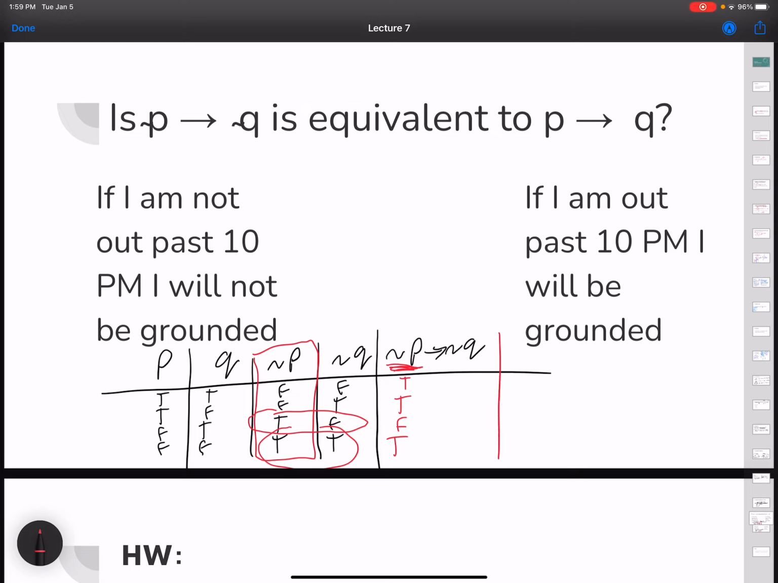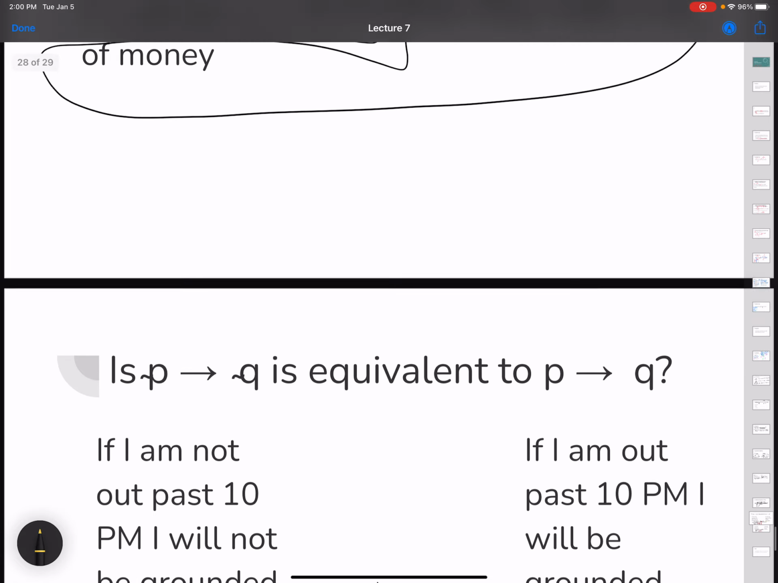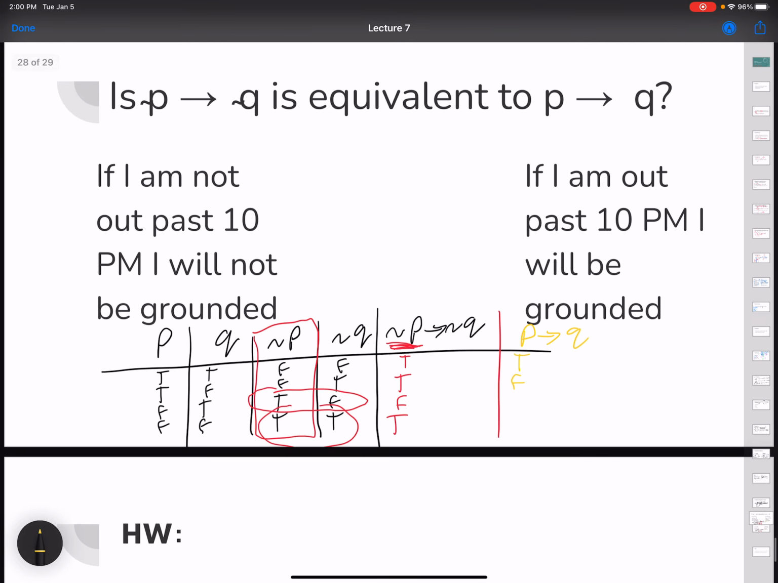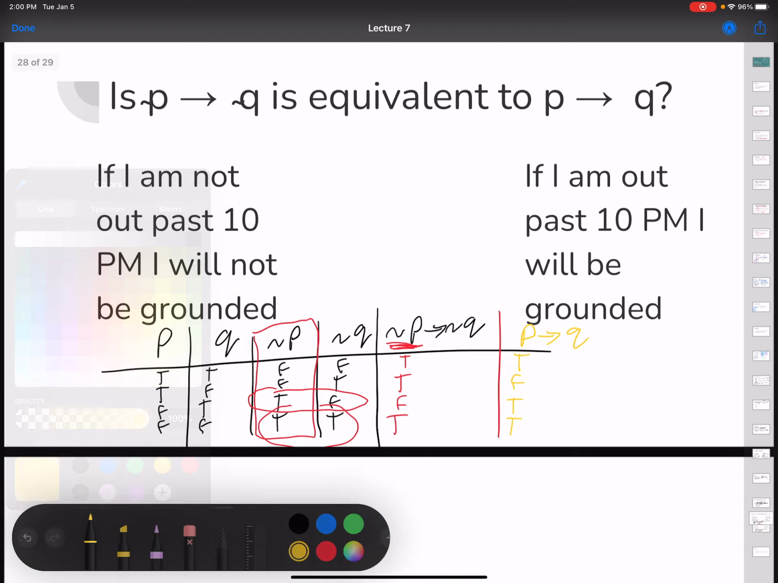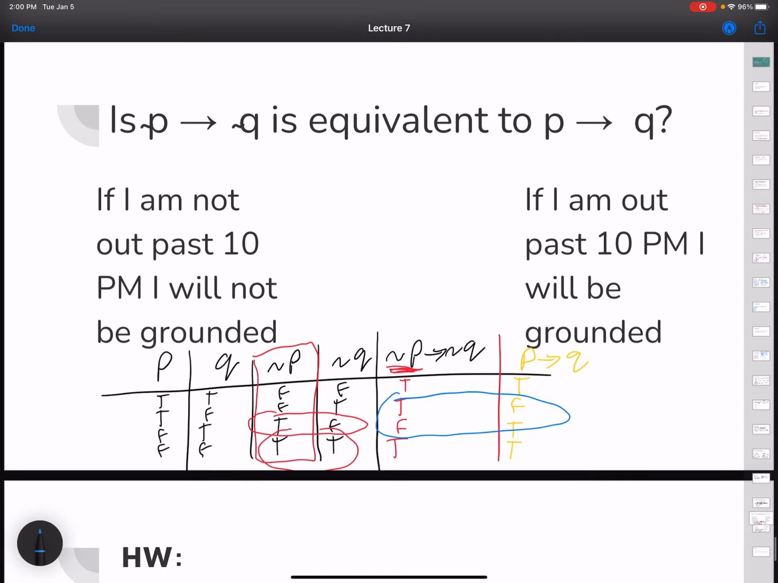And then we have our P implies Q, which we already did one for. It was true, false, true, true. And you see, these are not the same statement. The middle statements actually mess things up. So a statement that looks like it could be the same, if I'm out past 10 p.m., I will not be grounded, might seem like it would be the same statement as if I'm out past 10 p.m., I will be grounded. But they are not the same statement. So you have to be careful, and this is where the symbolic logic can really help you with understanding a statement that is very similar to another statement.